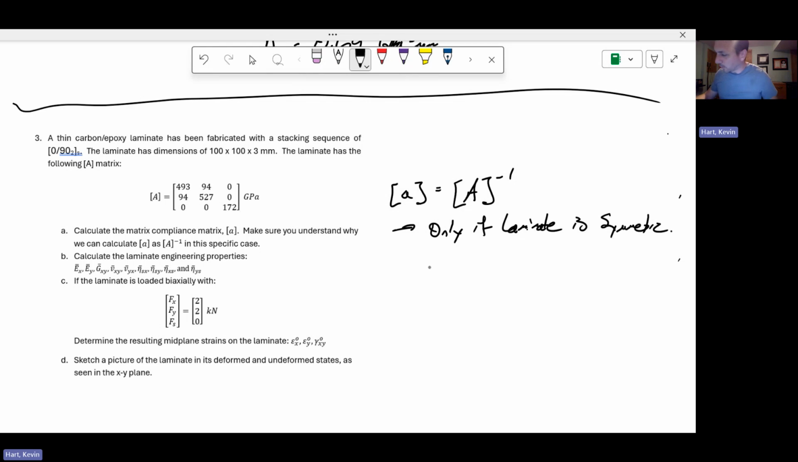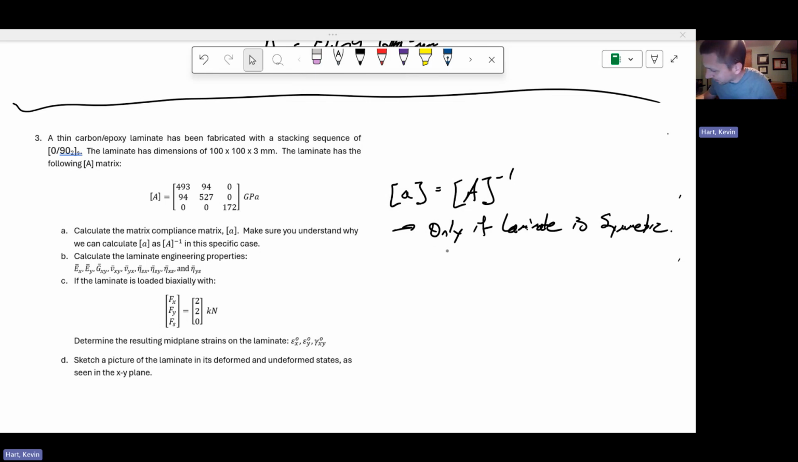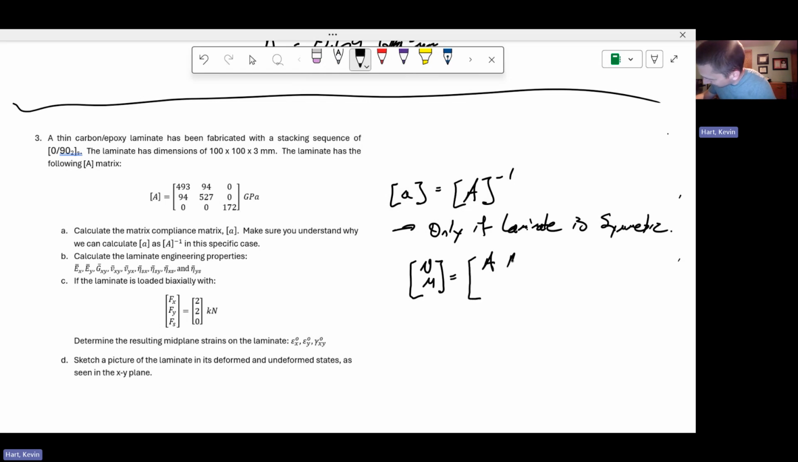Why is that? Well, generally the relationship between strain and load that you're going to see in your notes over and over is that load and moment, N and M, is equal to A, B, B, D, this laminate stiffness matrix, times the midplane strains and curvatures. Generally, this is a 6x1. This is a 6x1. And this is a 6x6, where each of the A, B, and D matrices are 3x3. All right, this is the general setup.